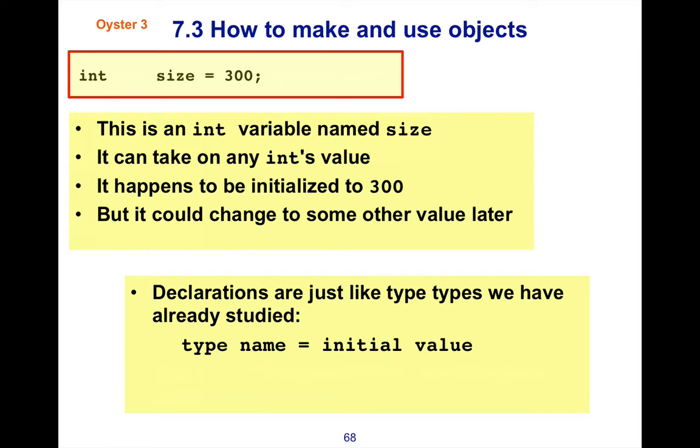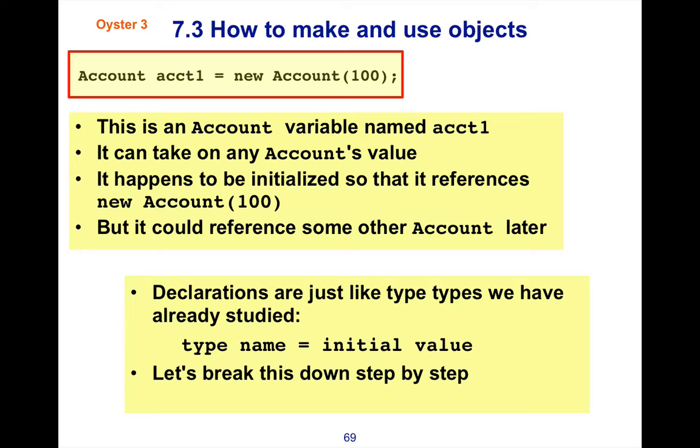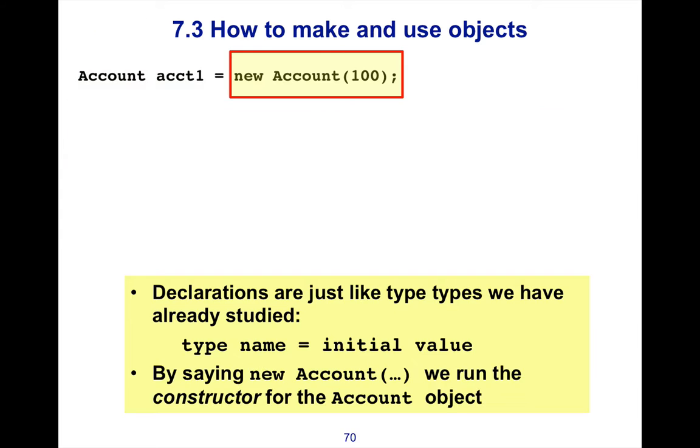So just like we might say int size equals 300, we can say account1 equals, and then some value that could substitute for an account. So the account variable account1 could take on any account, and we happen to initialize it to be this new account with $100 in it. But later on, we could reassign it to reference some other account or even to reference null. We'll see that later on. So these declarations are just like the ones we've seen before, but let's break down what happens step by step.